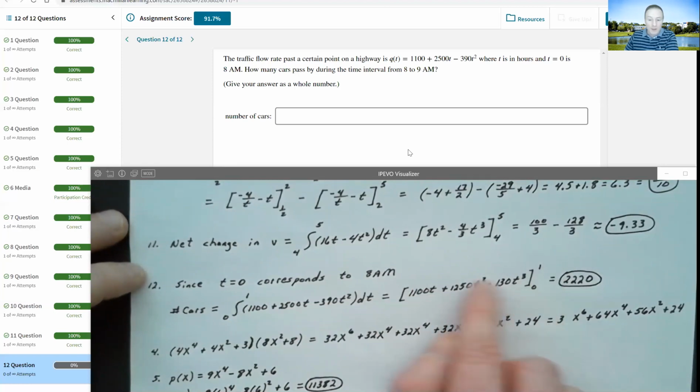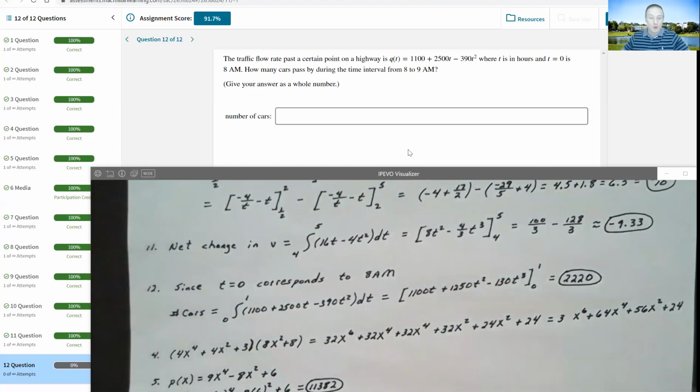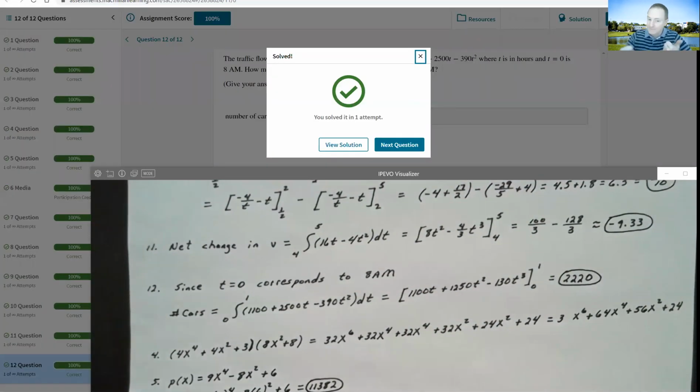Well, clearly when you plug a 0 into this, you get a 0. So your answer is just when you plug in the 1. When you plug in the 1, you're just going to get 1100 plus 1,250, which will give you 2,350 minus 130, which is going to give you 2,220. So that's the number of cars that pass by in that hour, according to this.